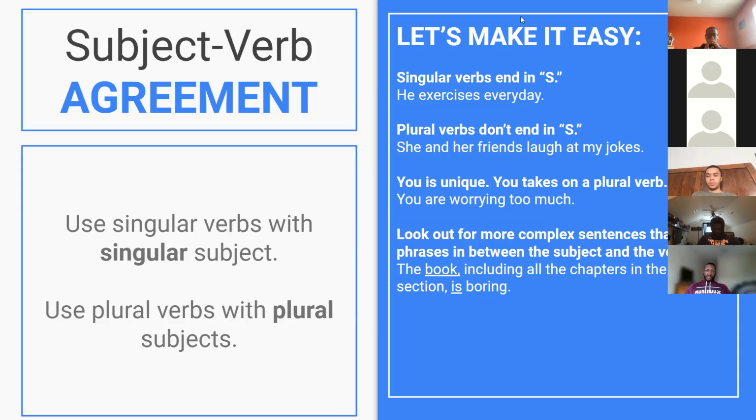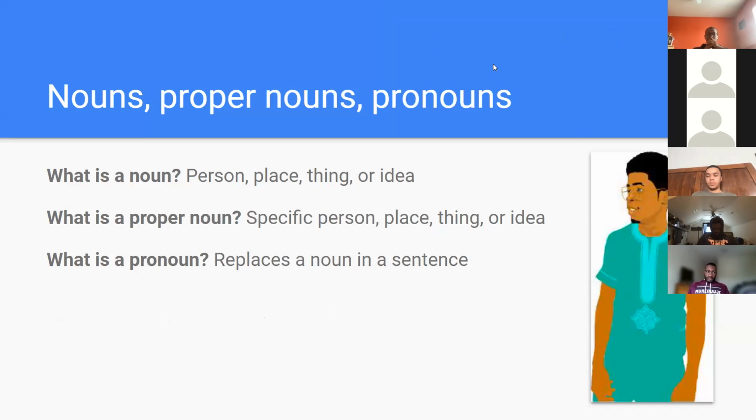All right. Next, nouns, proper nouns and pronouns. See, that's one of y'all. That's why I picked that picture. I love that picture. So anyway, what is a noun? You've probably heard this in grade school, right? It's a person, place, thing, or idea, right? Did you hear that in grade school?